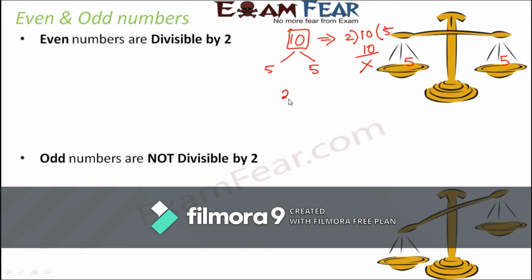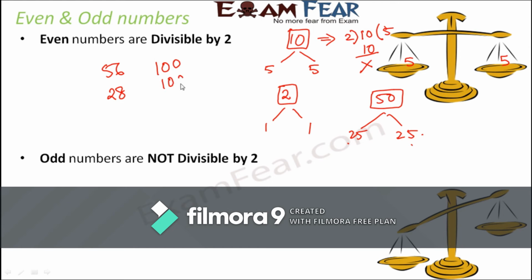Similarly, let us talk about the number 2. Can you divide it into 2 equal parts? Yes, 1, 1. Take 50. 50 can be divided into two equal parts: 25, 25. So 25 plus 25 is 50. Basically all even numbers are divisible by 2. Examples of even numbers would be 56, 28, 100, 102, 110. These are all even numbers because they are divisible by 2.